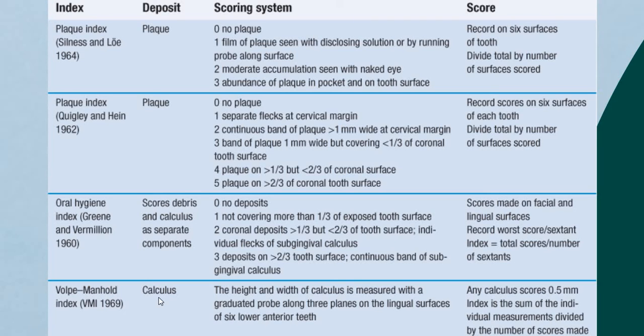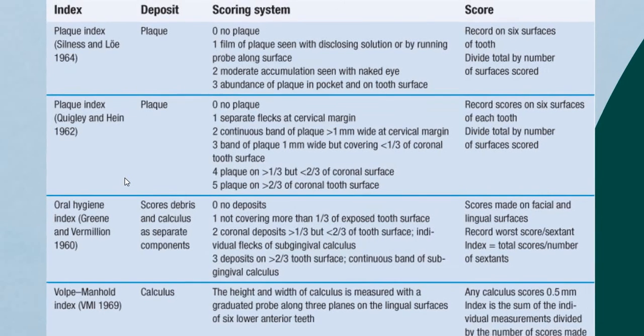And we have a calculus index by Volpe-Manhold. The height and width of the calculus is measured with a graduated probe along 3 planes on the lingual surface of 6 lower anterior teeth. Any calculus score 0.5 mm index is the sum of the individual measurements divided by the number of scores made. So these generally are the main indices: plaque index, oral hygiene, and calculus.